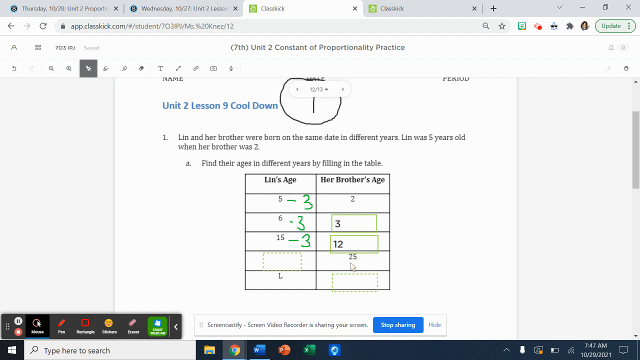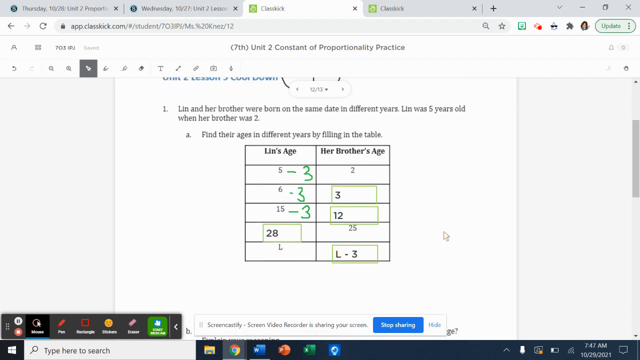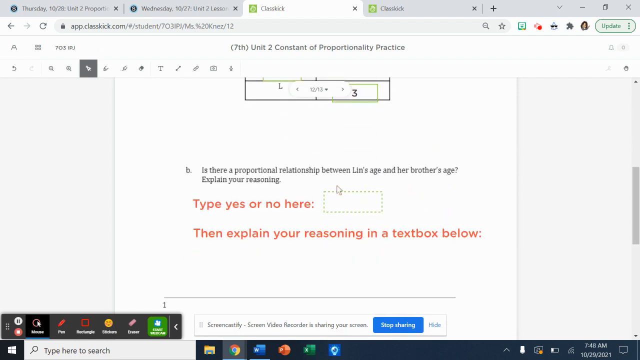Something minus 3 is 25. I know that 28 minus 3 is 25. And again, Lynn is 3 years older and 28 is 3 more than 25. And L is my variable. It represents any number of years. I'm always taking L and subtracting 3. L minus 3. Now, is this a proportional relationship?